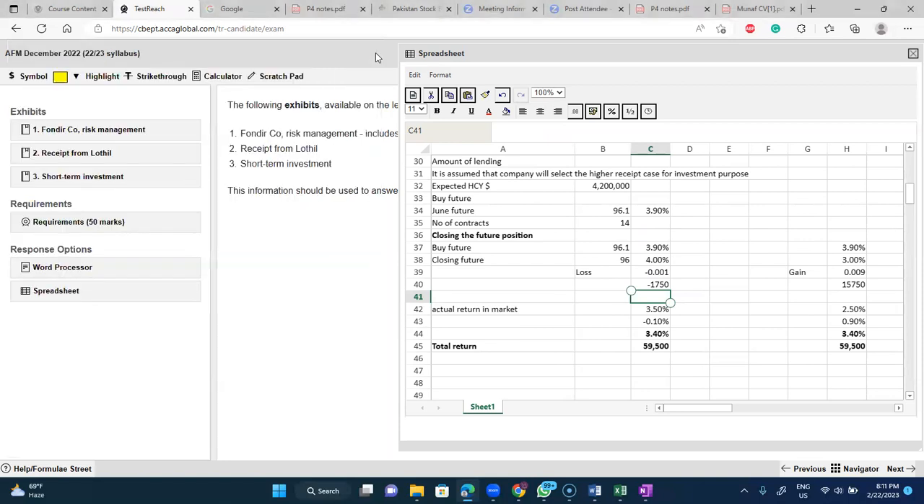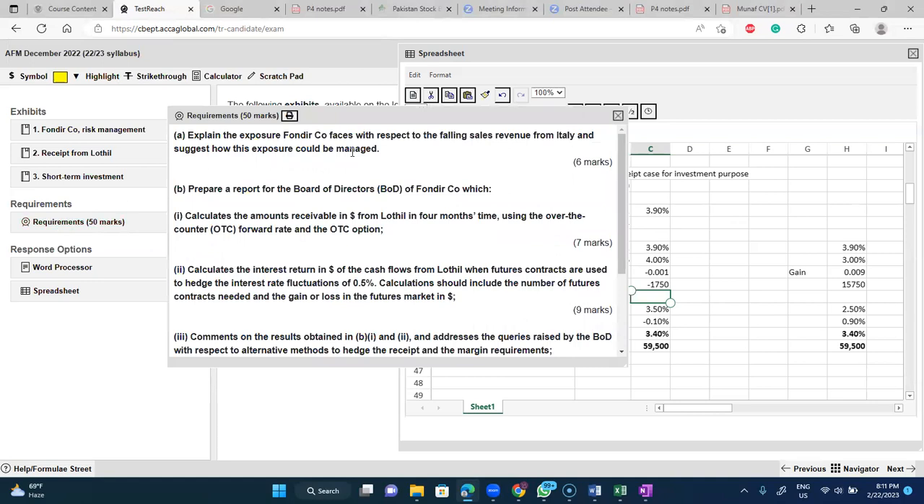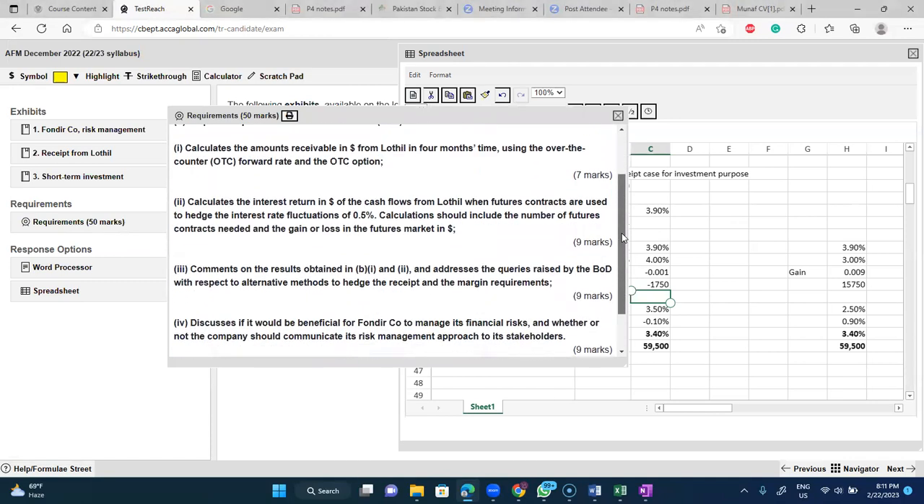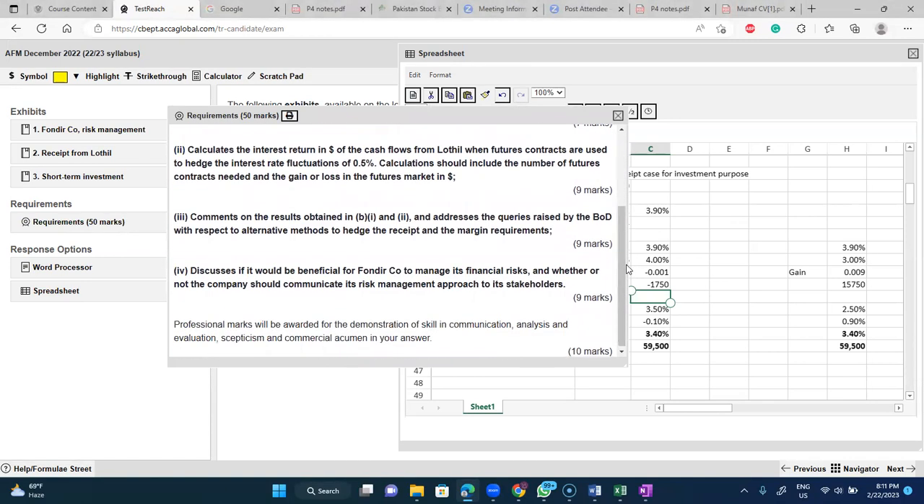Okay. Now we have to make a report. In the report, I think it is also very easy. What we have to write: comment on the results obtained in part 1 and part 2, and address the queries raised by the board with respect to alternative methods to hedge the receipt and the margin requirement. You have to tell what the other methods are, what the margin requirements are, and discuss if it would be beneficial for the founder company to manage its financial risk, whether or not the company should communicate the risk approach to the stakeholders.